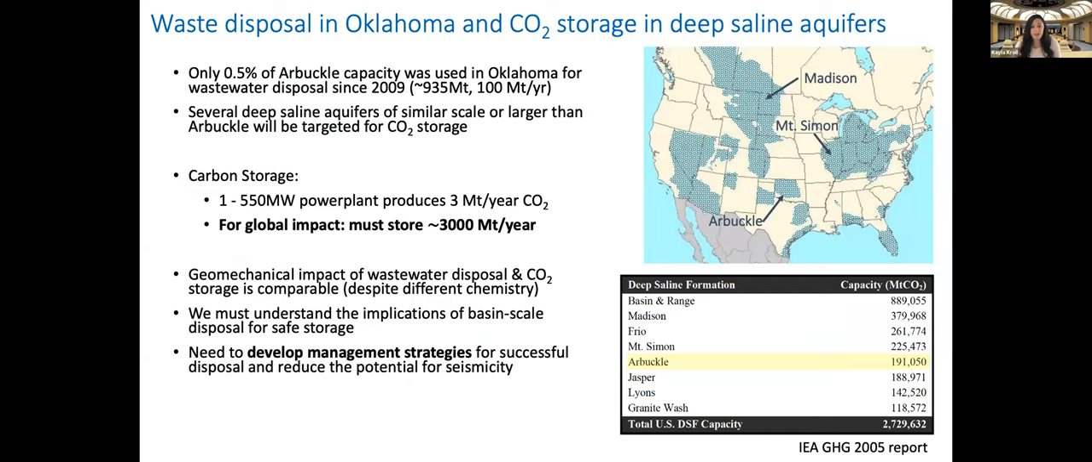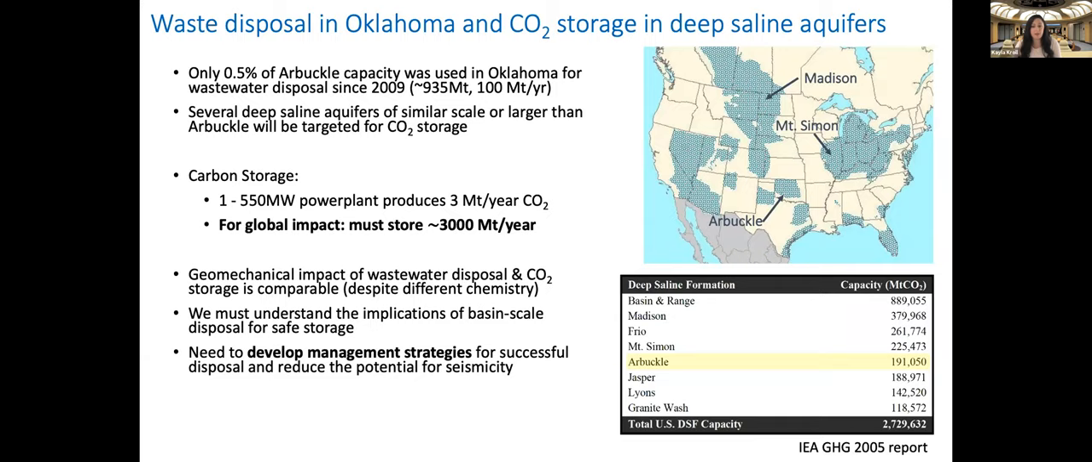To date, the largest outbreak of induced seismicity, as I said, has been in Oklahoma. There, operators were injecting large volumes of fluid into the Arbuckle group, which has been identified as one of the largest subsurface storage reservoirs in the US. As of 2018, it's estimated that about 5% of the Arbuckle storage capacity had been used, yet there was a nearly exponential increase in the seismicity there.